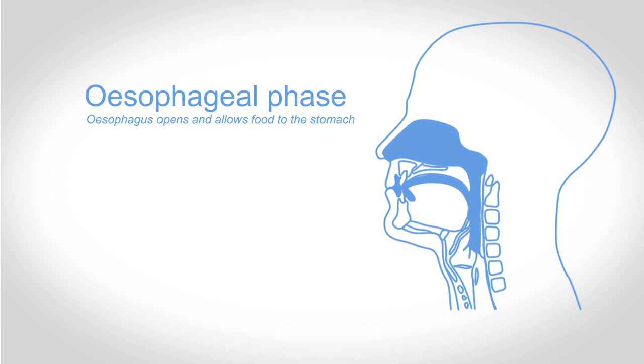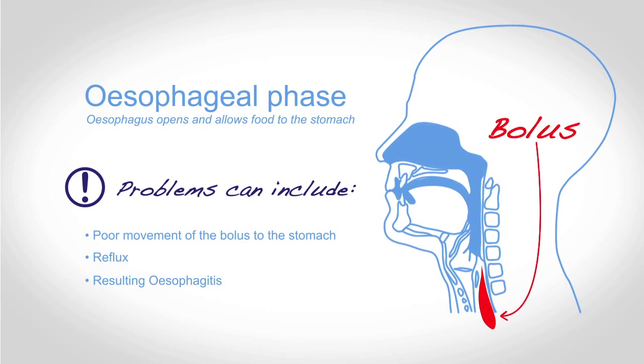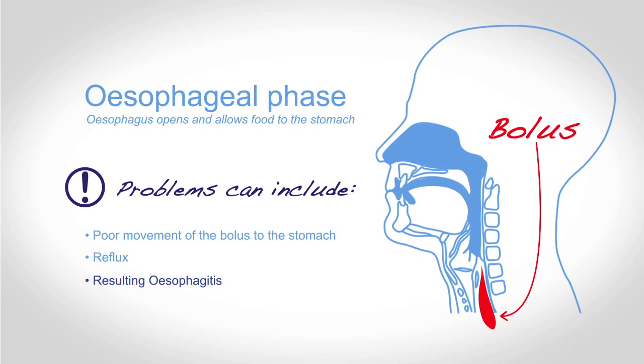The esophageal phase begins when the top of the esophagus opens and ends when the food is in the stomach. Problems in this phase can include poor movement of the bolus to the stomach, reflux, and resulting esophagitis.